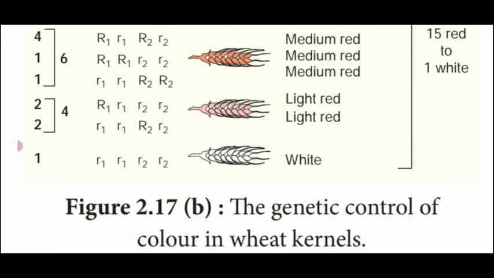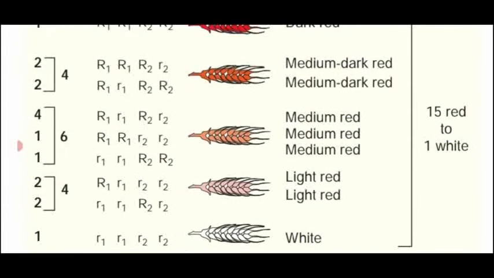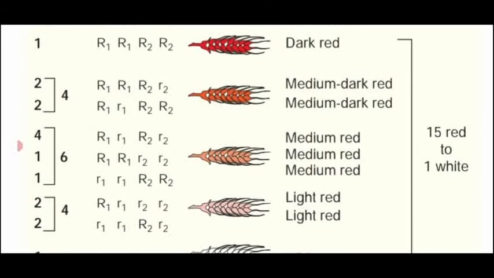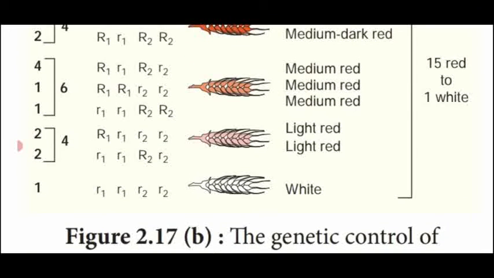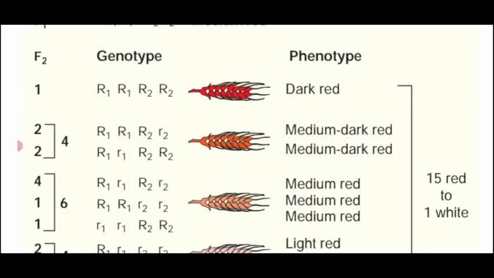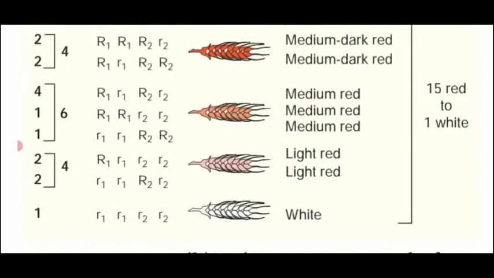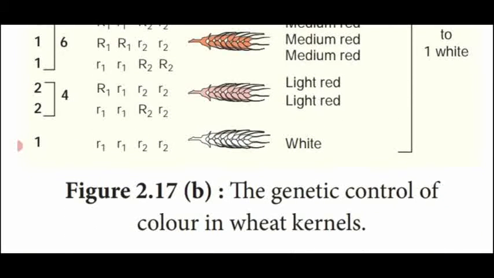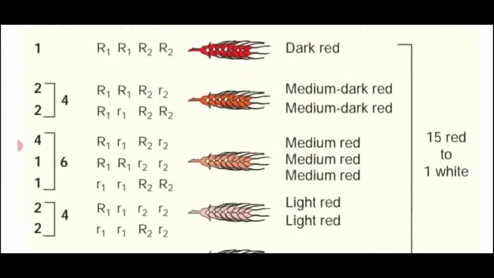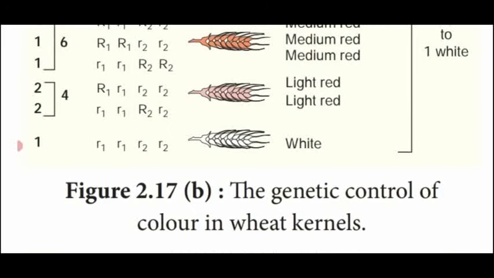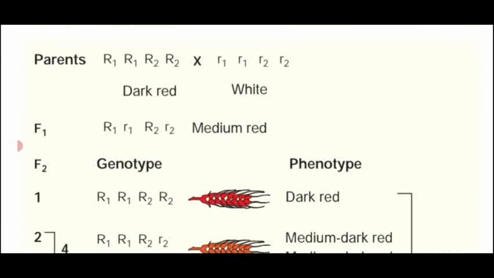The next is light red, with only 1 R present in the genotypic ratio, which is 4 in number. So totally how many red colors are produced? 6 plus 4, 10, plus 4 is 14, plus dark red 1. So 15 red color kernels are produced in the polygenic gene interaction, and only one shows the recessive parental type, that is white in color. So these are the different genetic controls of color in wheat kernel, proving the polygenic interaction.